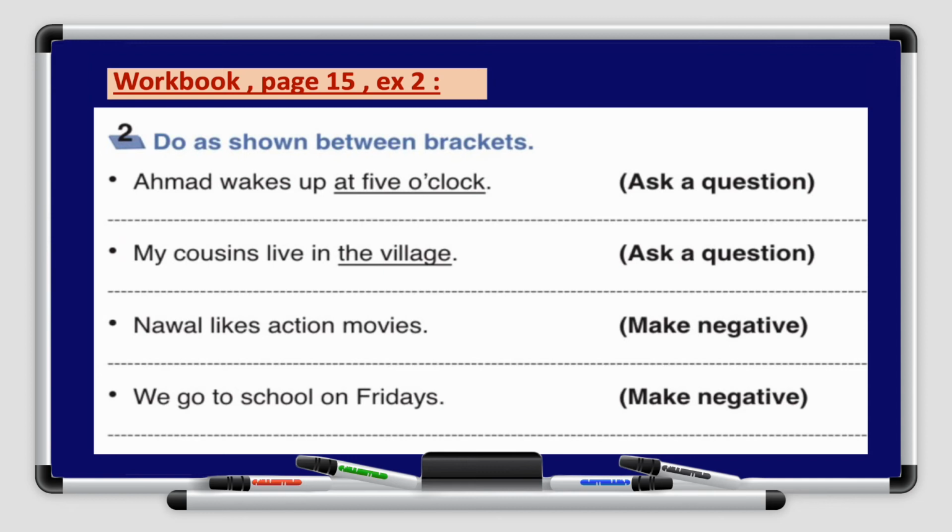Open with me your workbook, page 15, exercise 2. You have a nice exercise about present simple. Do as shown between brackets. Ahmed wakes up at 5 o'clock. You will ask a question. My cousins live in a village. Also, you will ask a question. Nawal likes action movies. You will make negative. And the last one, we go to school on Fridays. You will make negative also. Think of each one and concentrate on the underlined word.